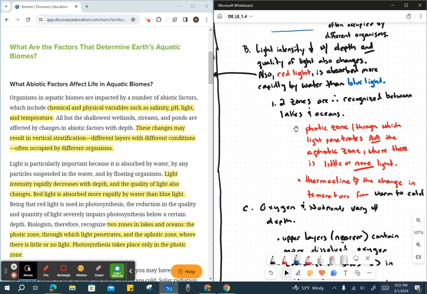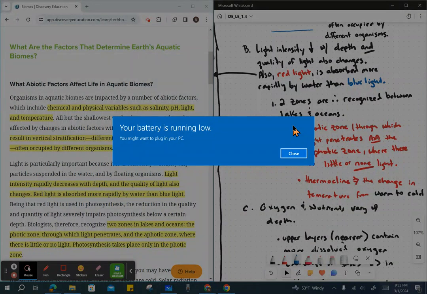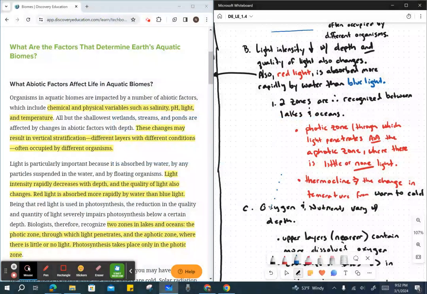Okay, thermoclines, the change in temperature from warm to cold. This is where we can draw a sort of line vertically from the surface of your lake or ocean downwards and basically map how it gets colder the deeper you go. Warm water nearest the top, cold towards the bottom.